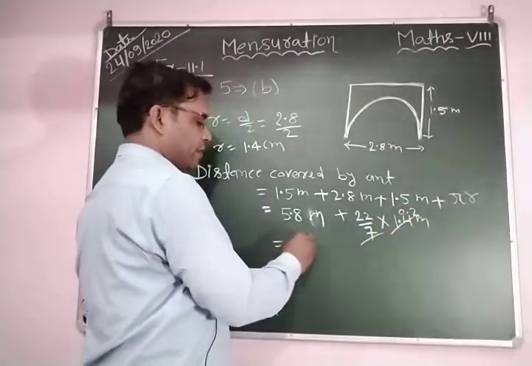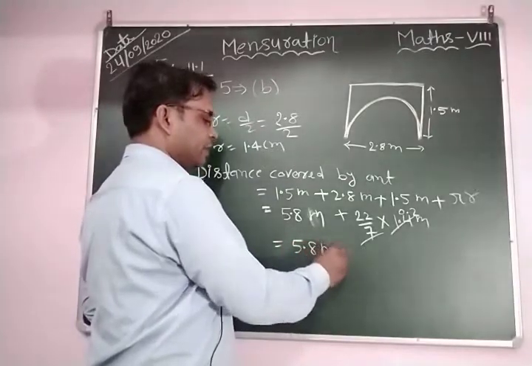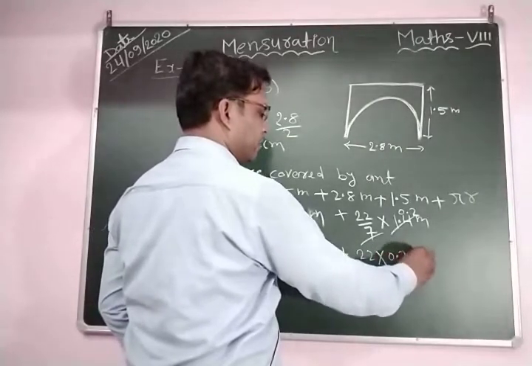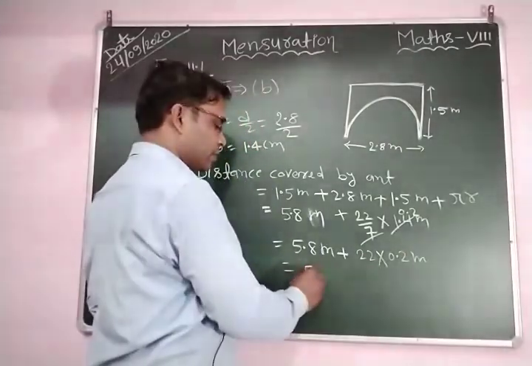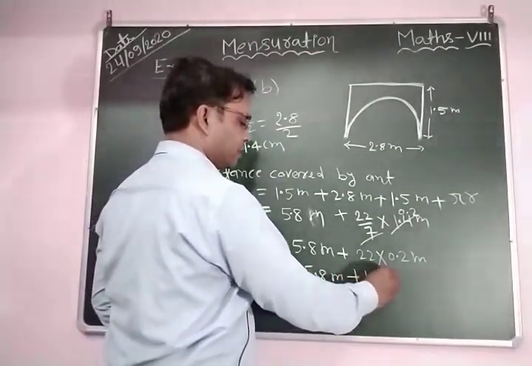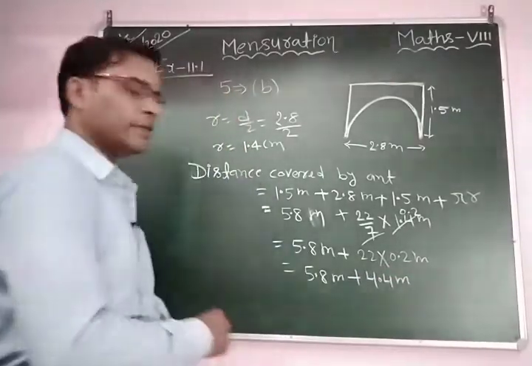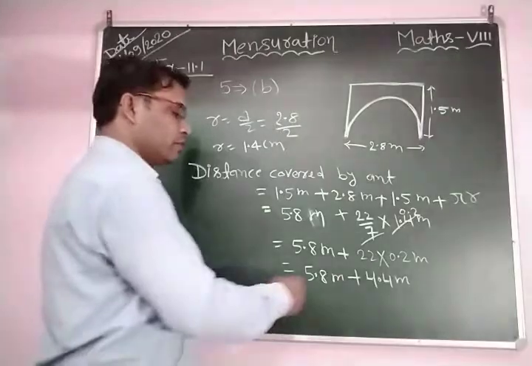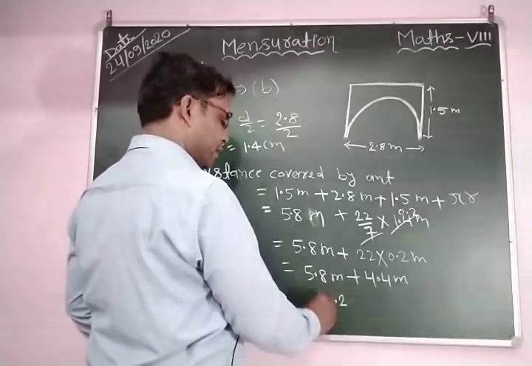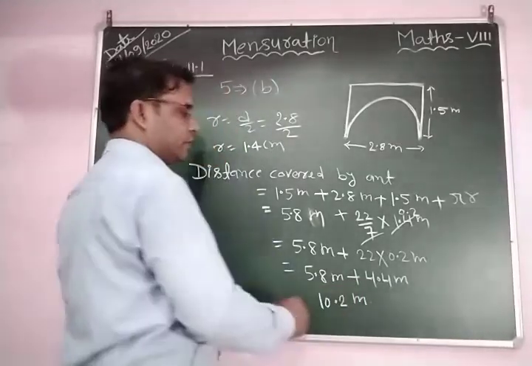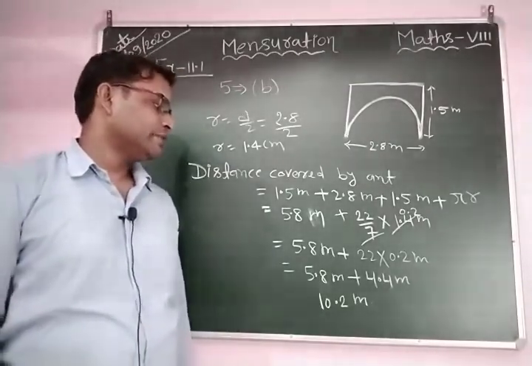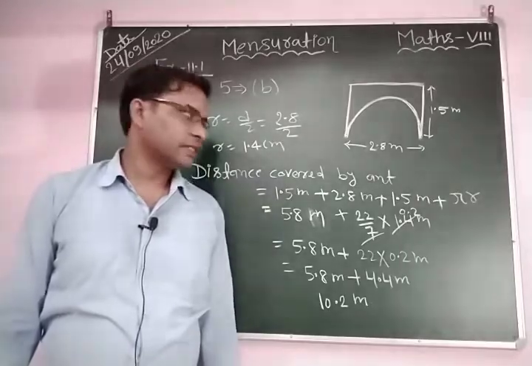So you have here 5.8 meter plus 22 into 0.2 meter. This is equal to 5.8 meter plus 4.4 meters. Okay, if we add them, then we obtain 4 plus 8, this is equal to 12, carry 1, and so 10.2 meter. So here in this case the ant travels 10.2 meters in this shape.